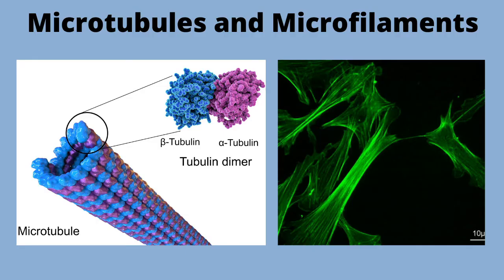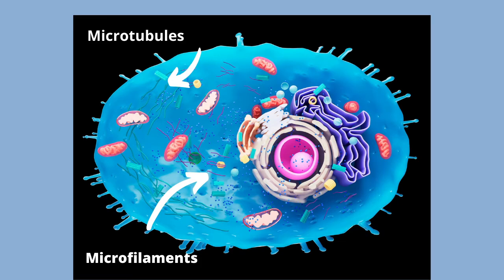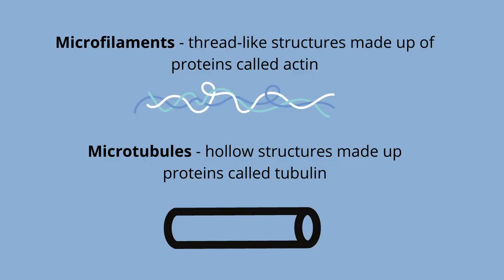Organelles that offer support include two main types of cytoskeleton. They are called microtubules and microfilaments. Microfilaments are thread-like structures made up of proteins called actin. We see a lot of those in muscles. And then there's microtubules, which are hollow structures made up of proteins called tubulin.